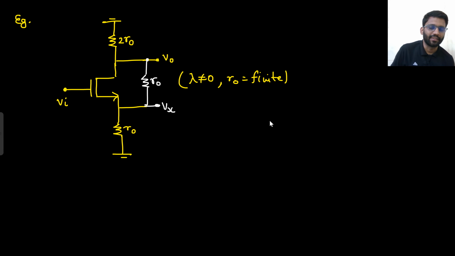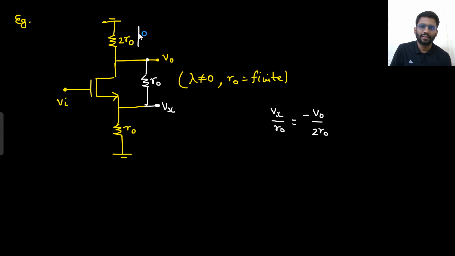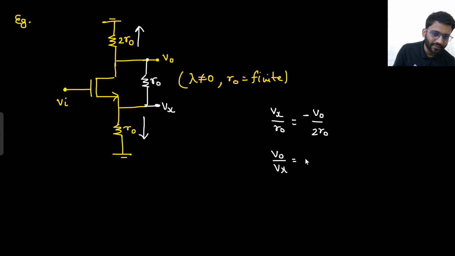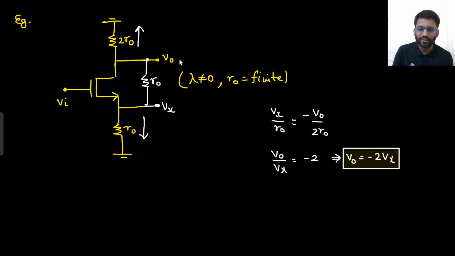So is there any relation? What you can see here is that Vx by R naught is equal to minus V naught by 2 R naught. Say yes or no. This current is equal to negative of this current. Vx by R naught is equal to minus V naught by 2 R naught. Well and good. So what is your V naught by Vx? That is minus 2. So basically your V naught is minus 2 Vx.